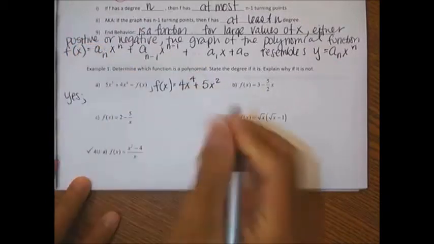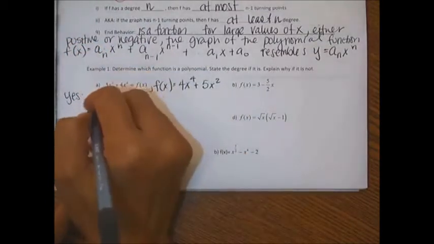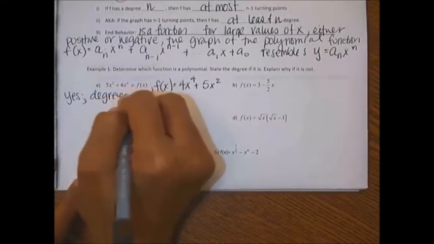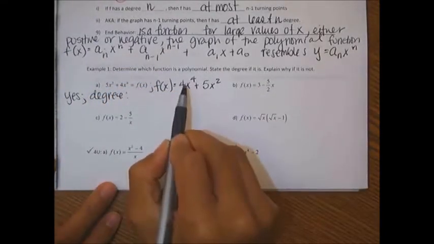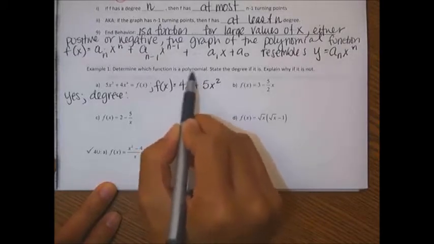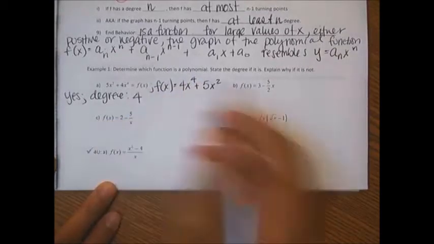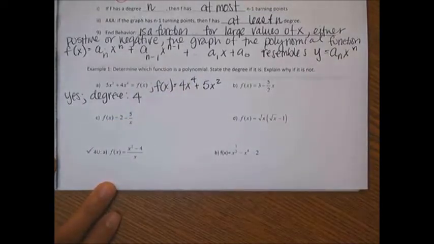Okay. And it says, if you say it is a polynomial, state the degree. So the degree of this one is, remember, the degree of a polynomial is the highest degree. So the highest degree right here happens to be 4. The degree is 4. Okay.